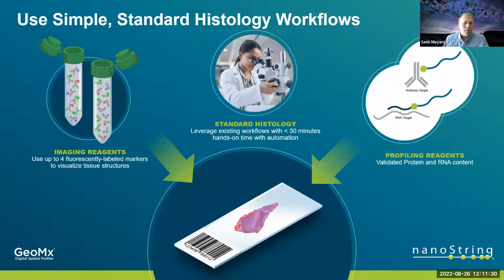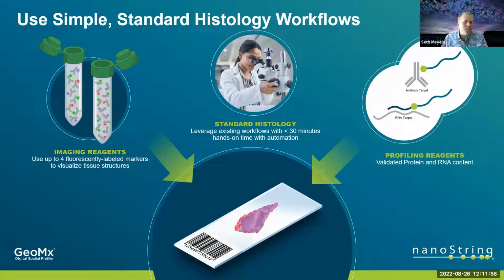So also our assays are really well known for having a simple, standard histology workflow. So with our genomics system, we basically have some imaging reagents. These are 4 fluorescently labeled markers that help us to visualize our tissue. And then also we have profiling reagents. So if we're running our whole transcriptome assay, we're looking at the whole transcriptome, or we can also look at it from a protein perspective. We've got over 150 protein markers that are utilized as well.